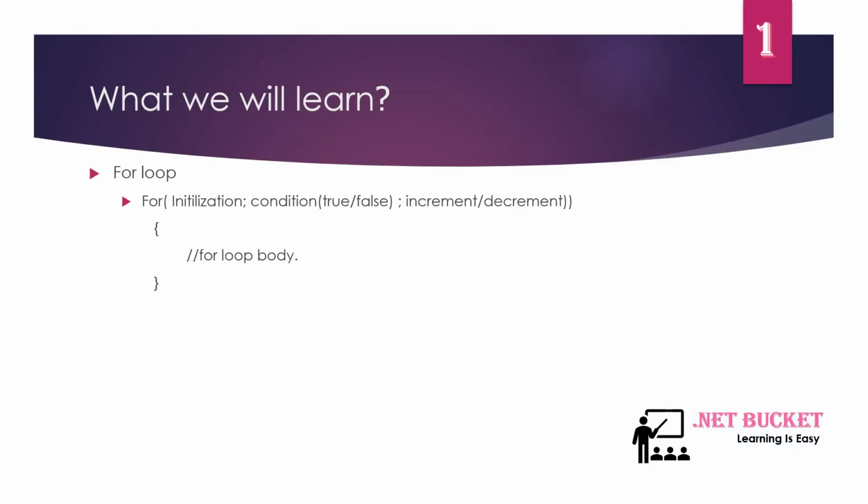Same thing I explained here. So you can see here, the for loop syntax will be something like: for, then your initialization statement, then a condition stating true or false, and then here you can have increment or decrement. It's not only increment or decrement, you can call any function here.